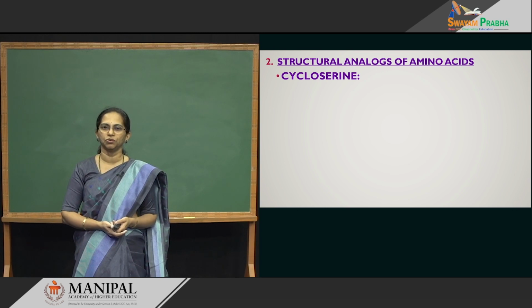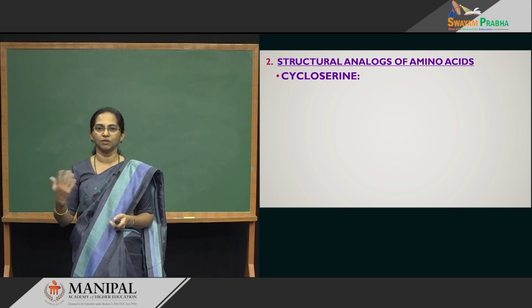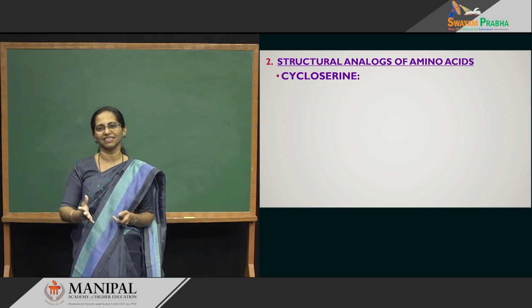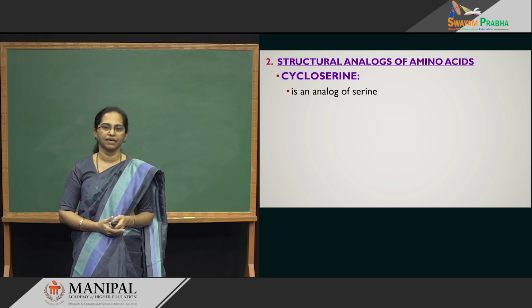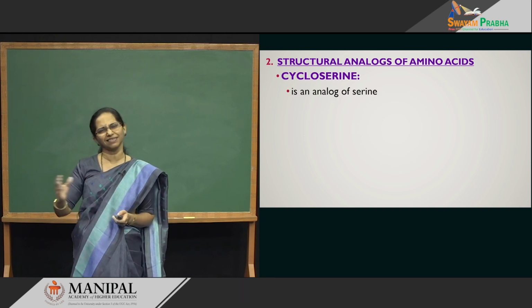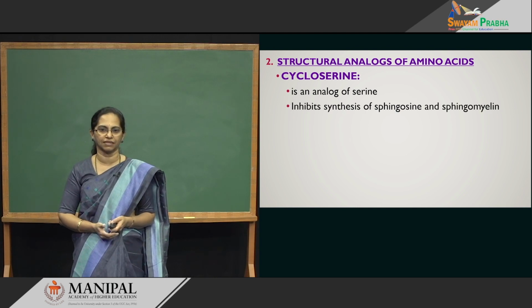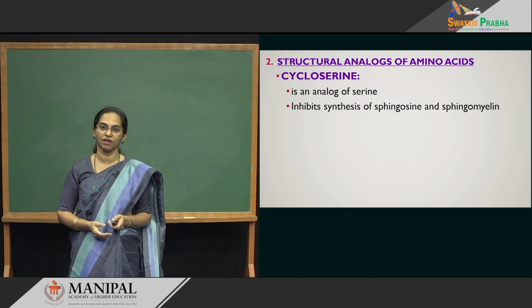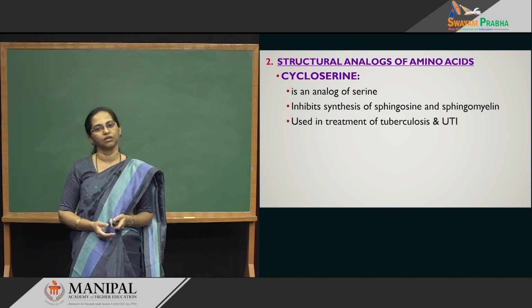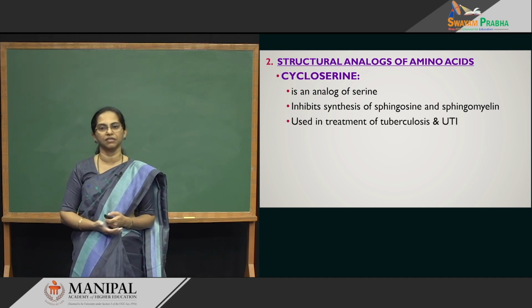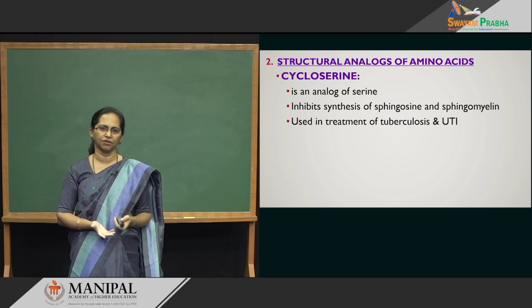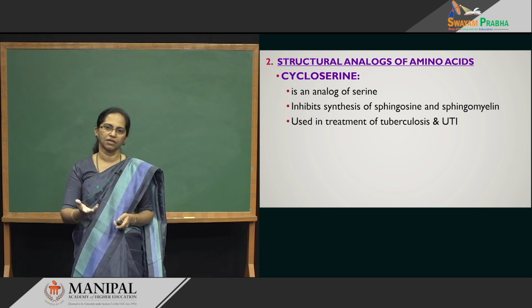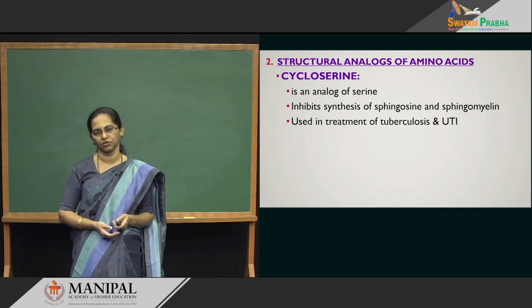Let us move on to certain other drugs which are actually mimicking amino acids. The best example, cycloserine. It is an analog of serine. It is just like our serine amino acid. It will stop the synthesis of sphingosine, sphingomyelin. What are you achieving? You are actually trying to use this drug to treat tuberculosis or UTI or urinary tract infections. The best drug is cycloserine.